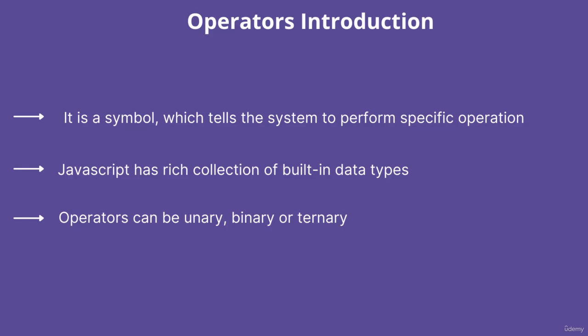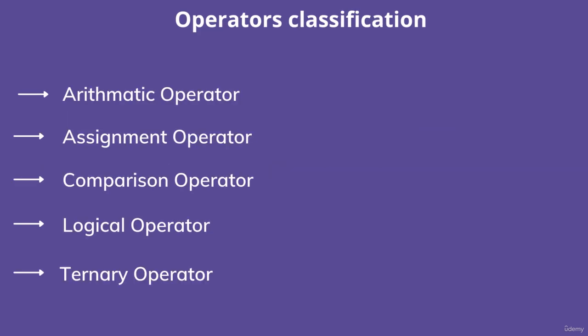In JavaScript, we have a vast list of operators, and using individual operators we can perform specific tasks. On the basis of the operands, these operators can be classified as the unary operator, meaning a single operand operator, the binary operator, meaning an operator having two operands, or the ternary operator, meaning an operator having three operands.